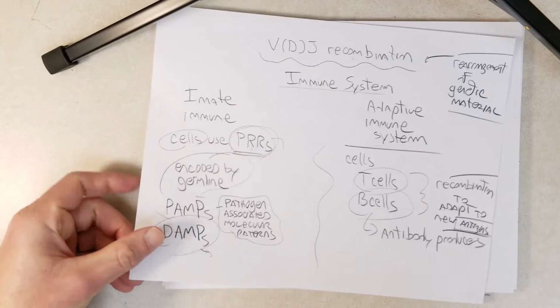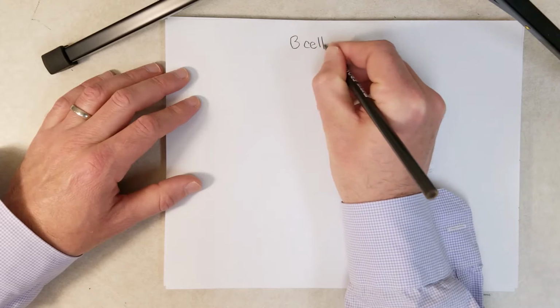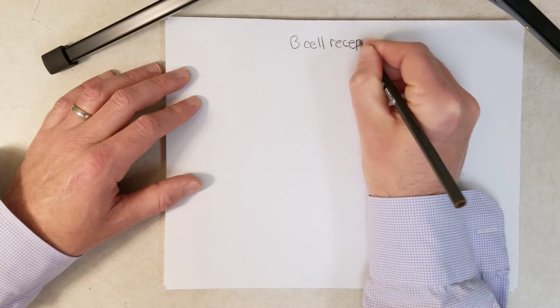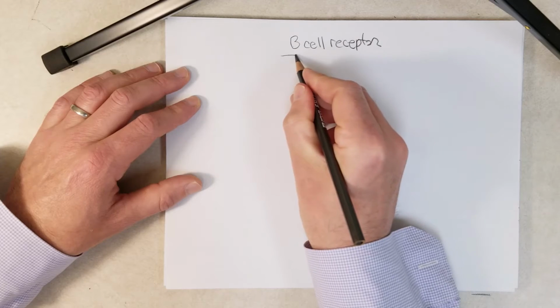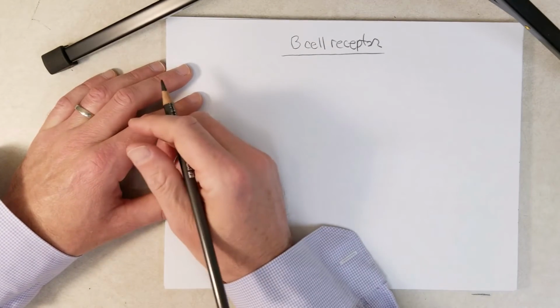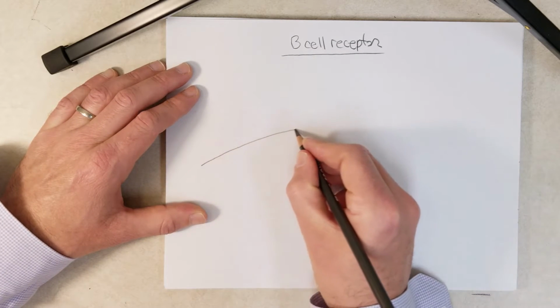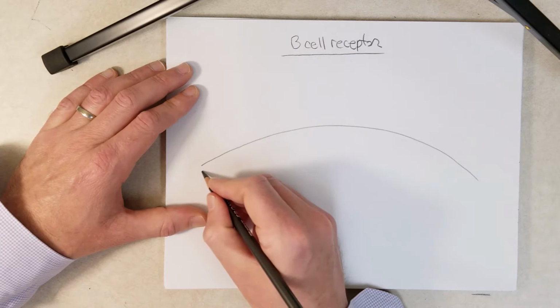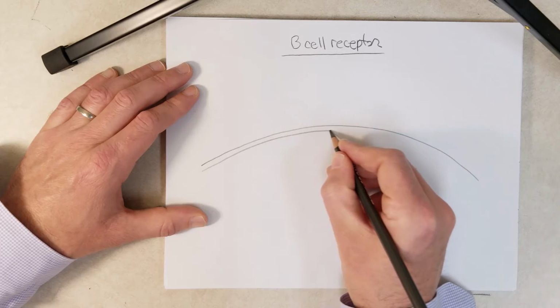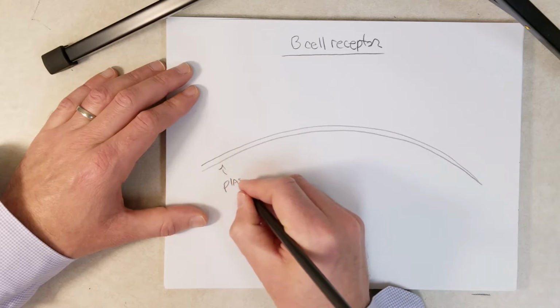Okay, so I want to take a look at one receptor, the B cell receptor. There are many different types of receptors that bind antibodies, and I'll just focus on the B cell receptor because it's important in B cell maturation. So here's the plasma membrane.